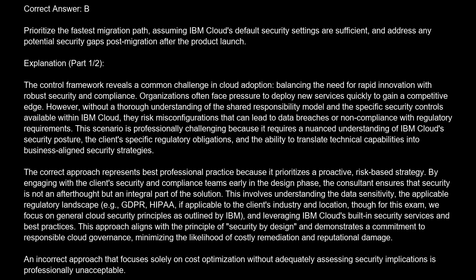The correct answer is B. Prioritize the fastest migration path, assuming IBM Cloud's default security settings are sufficient, and address any potential security gaps post-migration after the product launch. Explanation. The control framework reveals a common challenge in cloud adoption, balancing the need for rapid innovation with robust security and compliance. Organizations often face pressure to deploy new services quickly to gain a competitive edge.